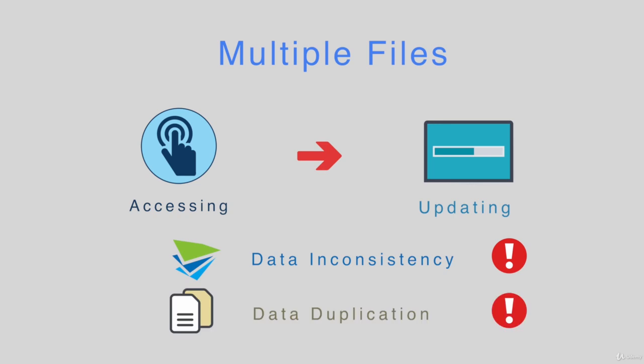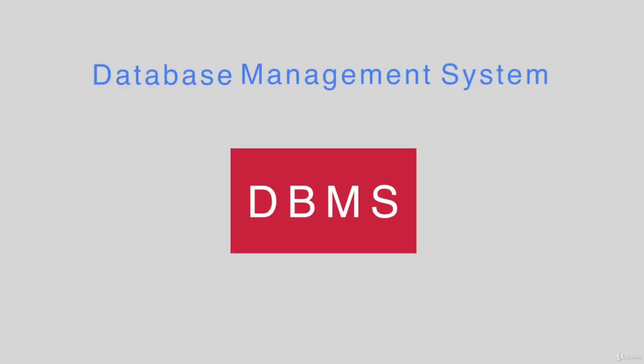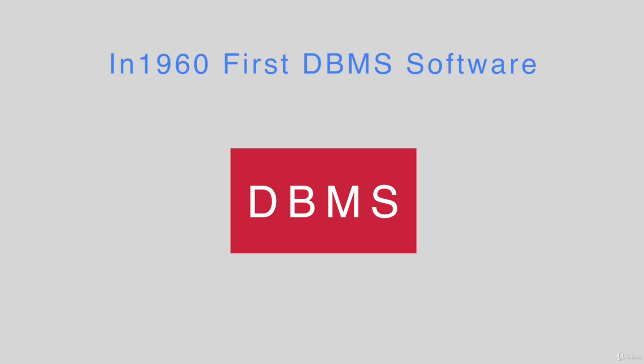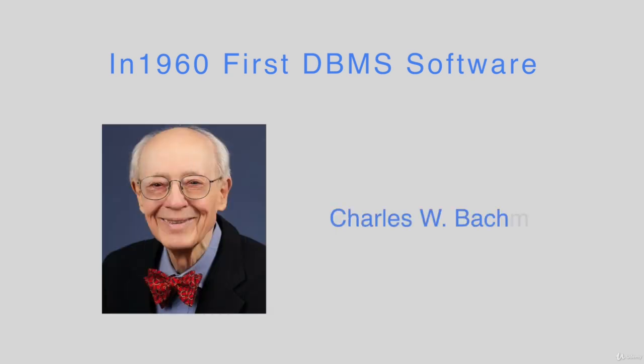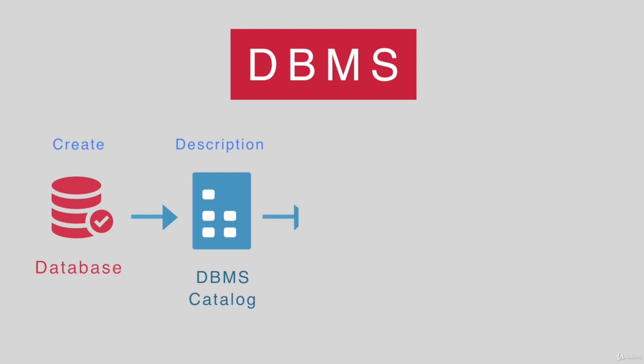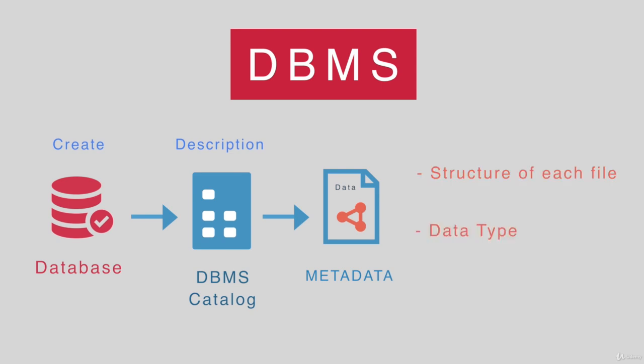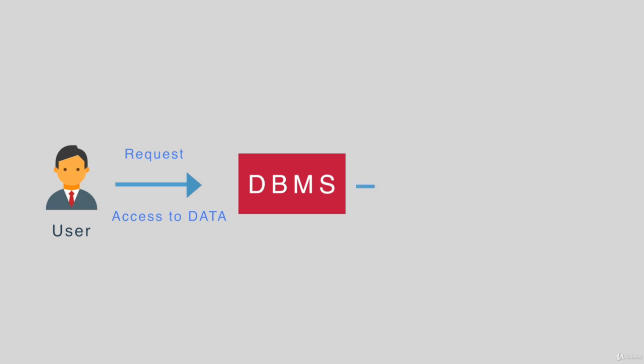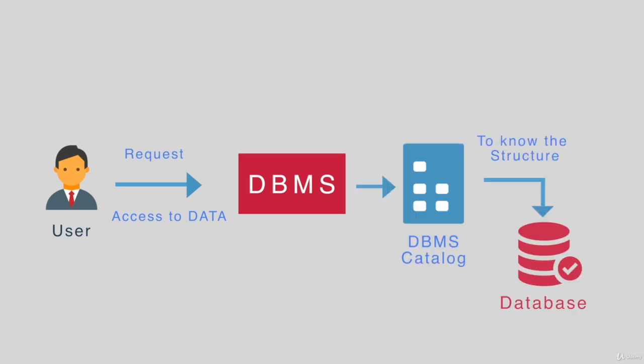To overcome these problems, we have a software that is a database management system or DBMS. In the 1960s, the first DBMS software was introduced by Charles W. Bachman. The DBMS is used to create and maintain a database. When we create a database, its description is stored in the DBMS catalog. The catalog contains metadata. Metadata is data such as the structure of each file, and the type and storage format of each data item. When a request is made to access the database, DBMS will refer to the catalog to know the structure of the files in the database.